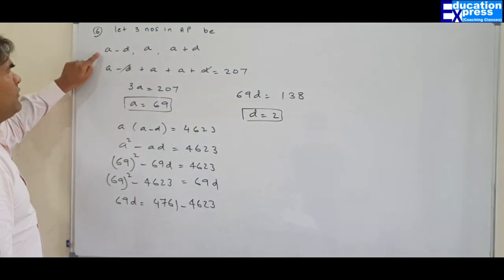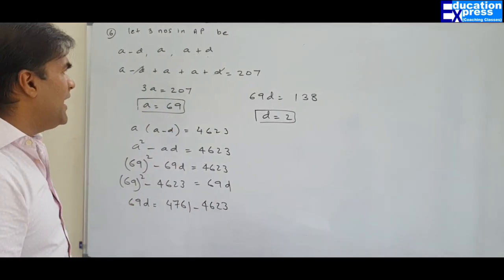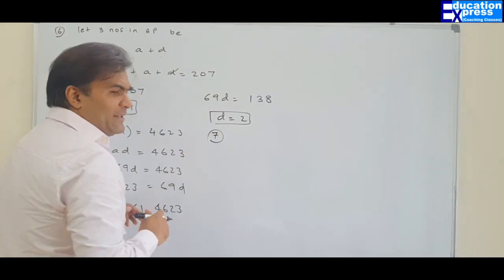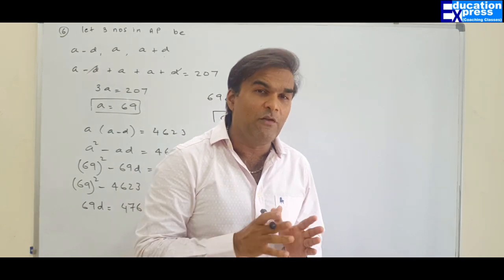We got the value of A, we got the value of D. I am sure we can substitute the values and get our desired answer. That is question number 6. Let's move on to question number 7, which states that the sum of the three numbers in AP is 15.